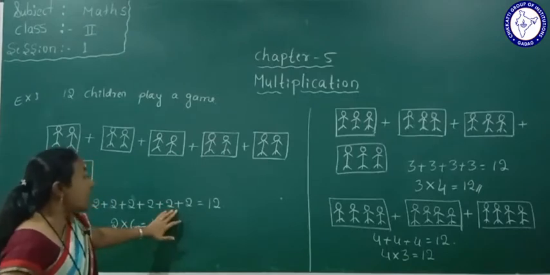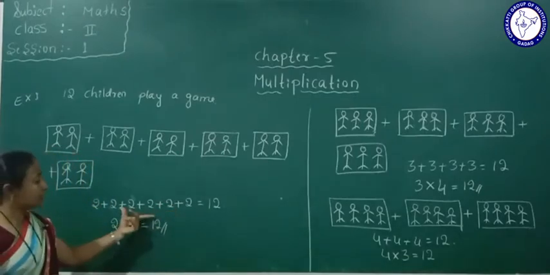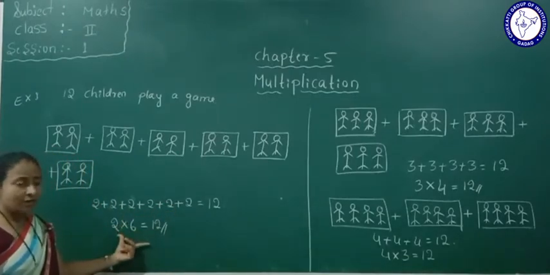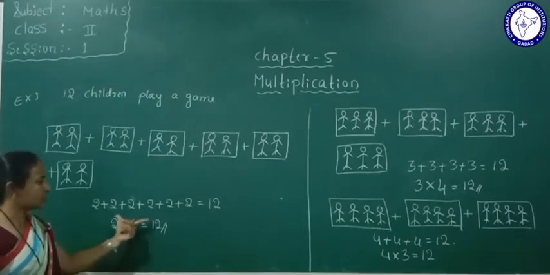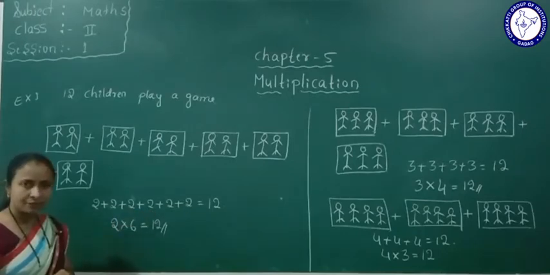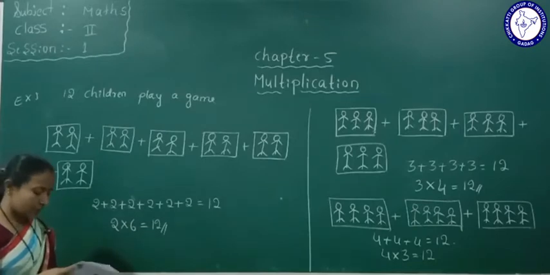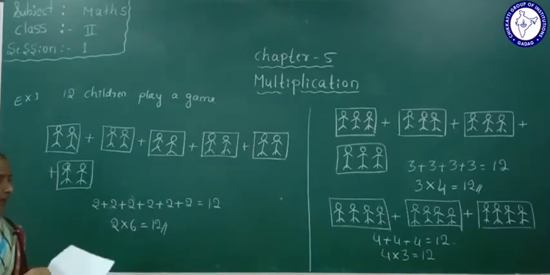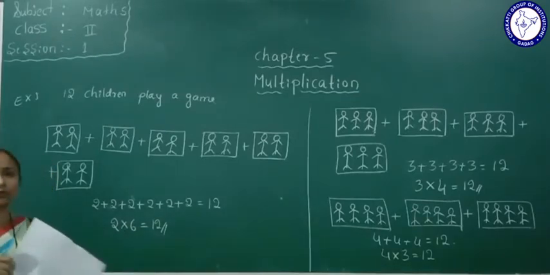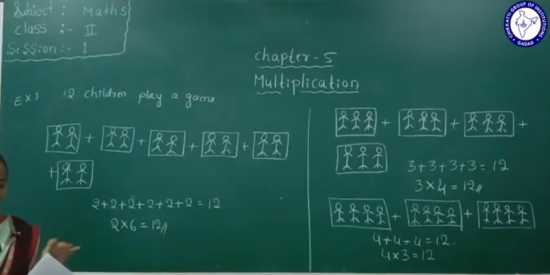Understood this one? Okay. Next we are going to understand how to multiply. So this is repeated addition. Multiplication means what? Multiplication is a process. It is repeated addition. Understood? Okay. So next we are going to learn multiplication groups. So how can we make multiplication groups?